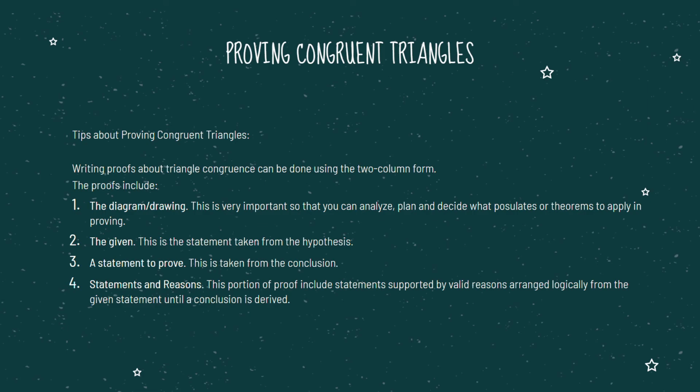Next, we have the tips about proving congruent triangles. Writing proofs about triangle congruence can be done using the two-column form. The proofs include the diagram or drawing. This is very important so that you can analyze, plan, and decide what postulates or theorems to apply in proving. Number 2, the given. This is the statement taken from the hypothesis. Number 3, a statement to prove. This is taken from the conclusion. Number 4, statements and reasons. This portion of the proof includes statements supported by valid reasons arranged logically from the given statement until a conclusion is derived.